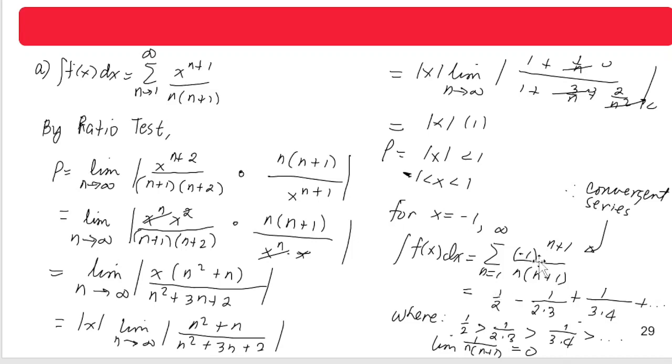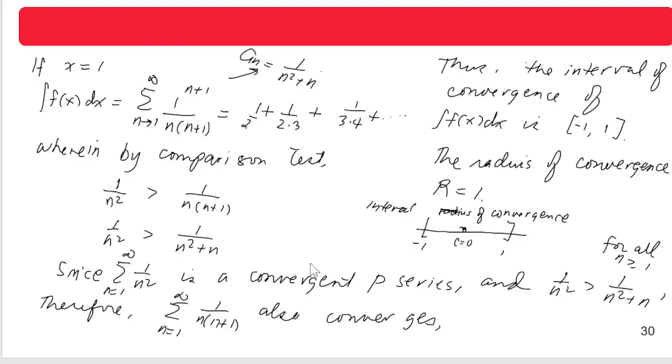At n equals 1, this is 1/2. If n is 2, then this is -1 over 2 times 3. So this is an alternating series. And we can also observe that the terms are decreasing. 1/2 is greater than 1 over 2 times 3, which is greater than 1 over 3 times 4. And the limit of the n term of this series is equal to 0. So this indicates that this alternating series converges. It converges at -1.